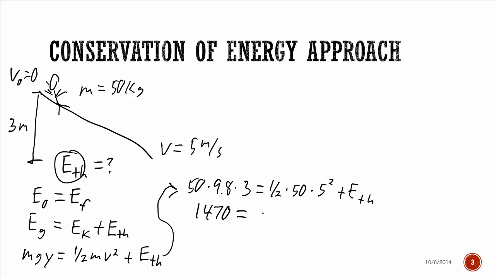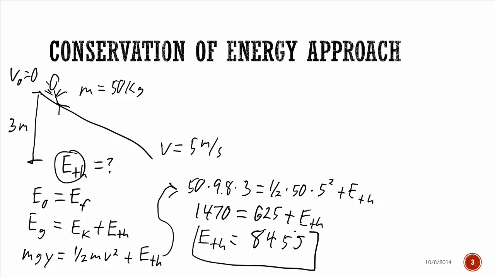Multiply this out, and it gives you 625 joules of kinetic energy at the bottom. And the rest is thermal energy, so all you have to do is subtract, and you get 845 joules of thermal energy created by the child going down the slide. So not too different from what we've done before. We're just adding this extra piece here.